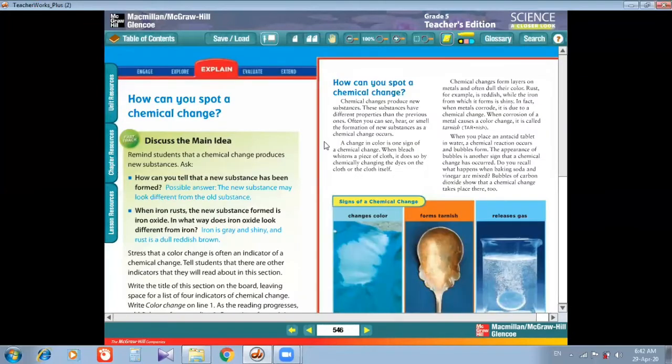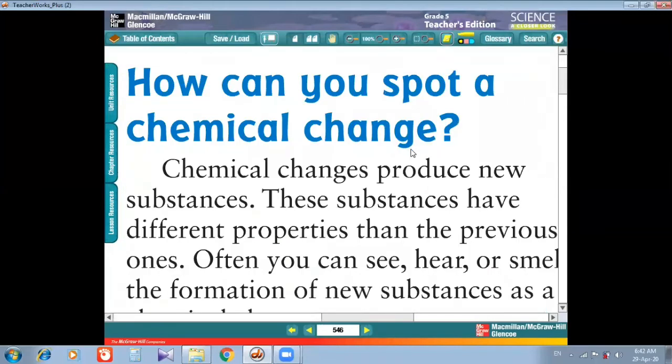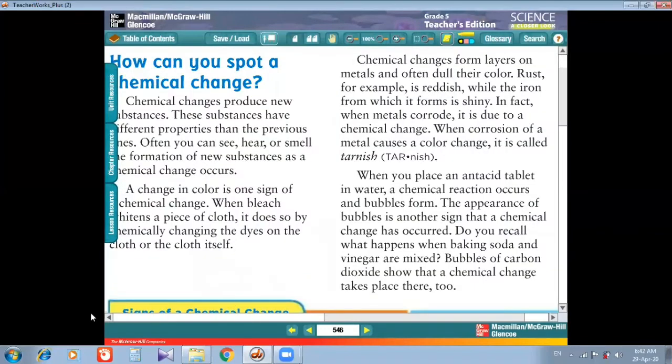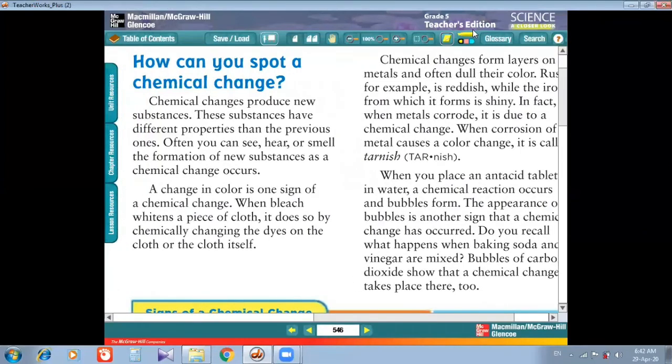We move on to the next page. Here we have a topic: how can you spot a chemical change? Chemical changes produce new substances. These substances have different properties than the previous ones. It means when chemical changes happen, a new product is formed, and that new product will have properties different from its original reactants.